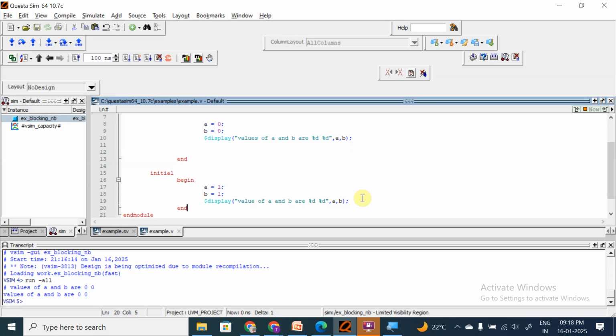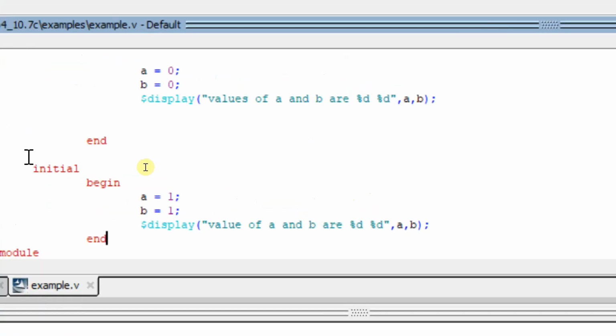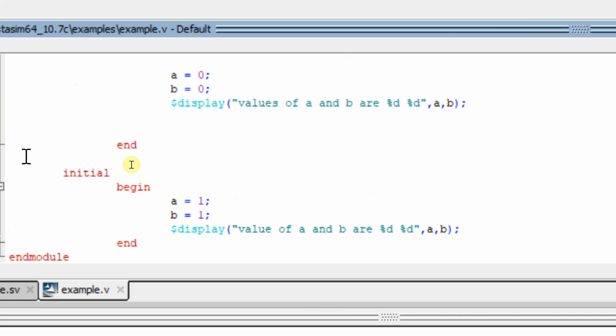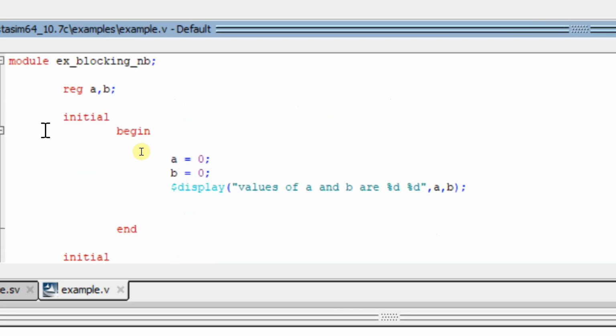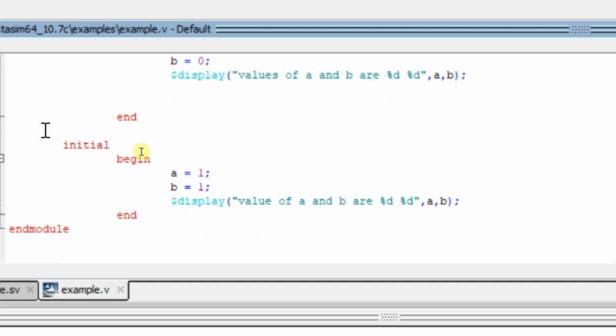So what may be my value of a and b? Any answer? So what I have done here, a is equal to 0, b is equal to 0, a is equal to 1, b is equal to 1. So what may be my values of a and b? Two initial begin blocks. One initial begin block is driving a is equal to 0, b is equal to 0. And another initial block, a is equal to 1, b is equal to 1. So what may be my value of a and b?